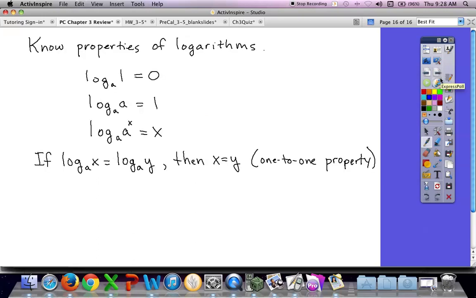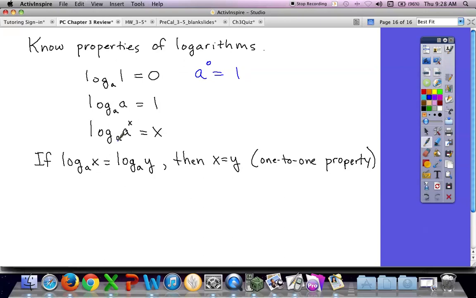And then the last thing is just know your properties. Right? Know things like that the log, any base of 1 is 0. Remember why that is. Convert it to an exponential. A to the 0 is 1. Anything to the 0 power is 1. We know that. Well, that means log of 1, no matter what the a is, is 0.